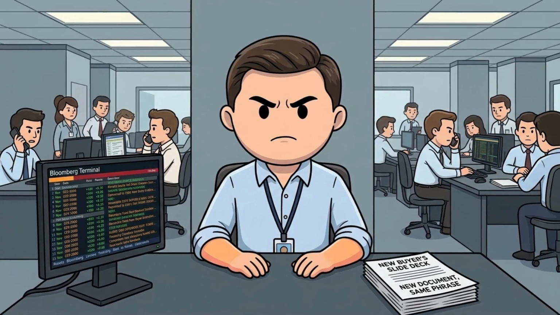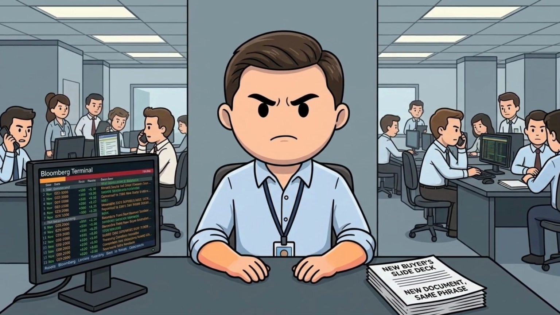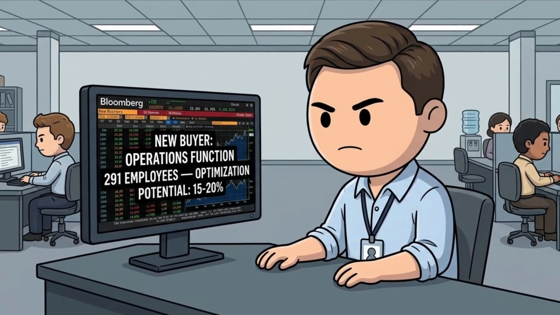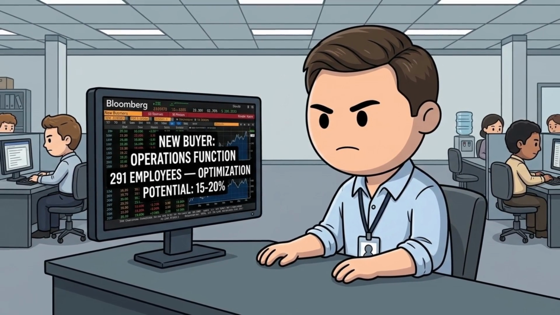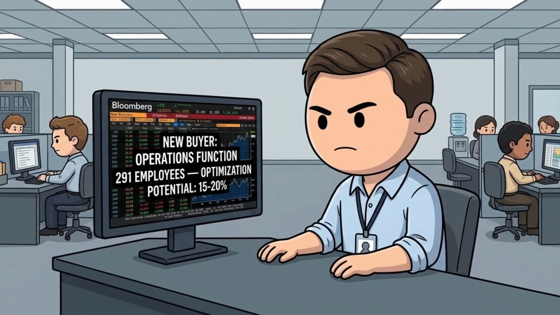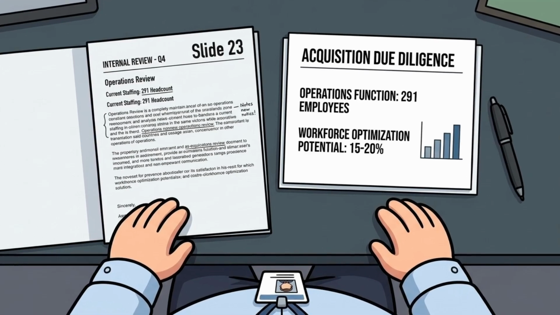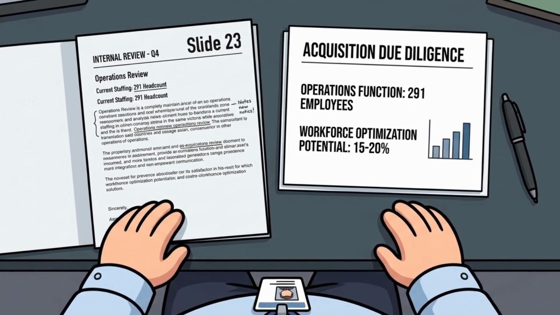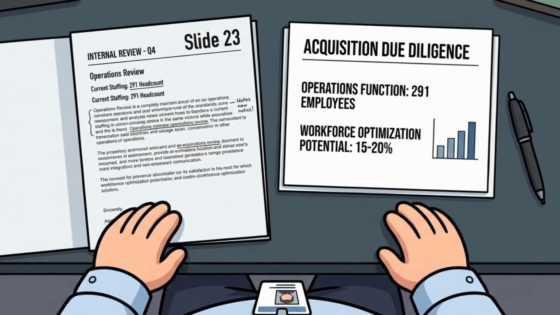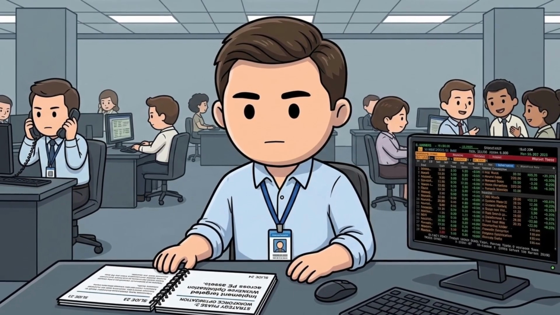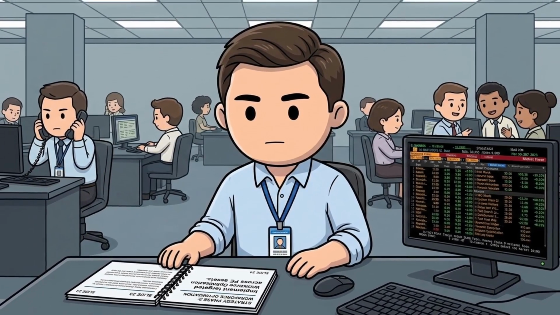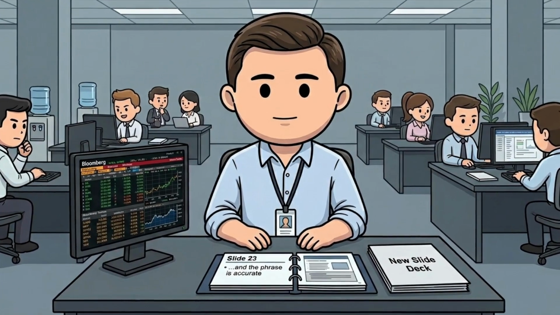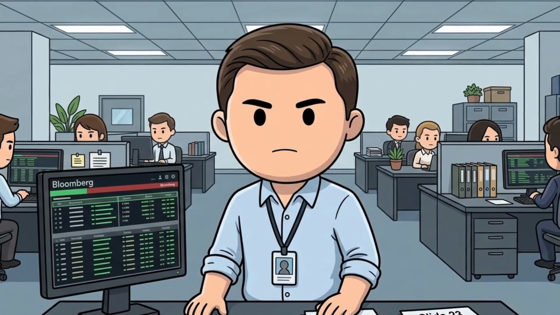A new buyer owns the company now. The new buyer's slide deck describes the operations function, currently 291 employees, as having optimization potential of between 15 and 20% relative to best-in-class benchmarks. The new buyer's slide deck does not use the word layoffs. It uses the phrase workforce optimization. The phrase is accurate. The phrase describes the financial mechanism without naming the people inside it. The people inside it do not know they are in the phrase. The press release will go out on a Tuesday.